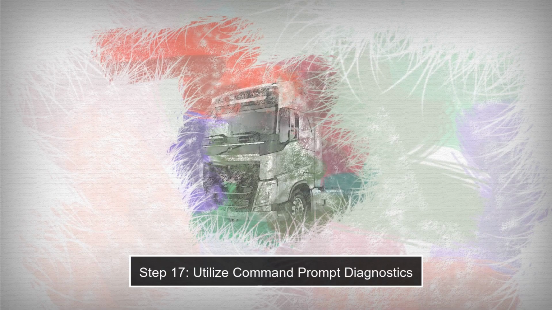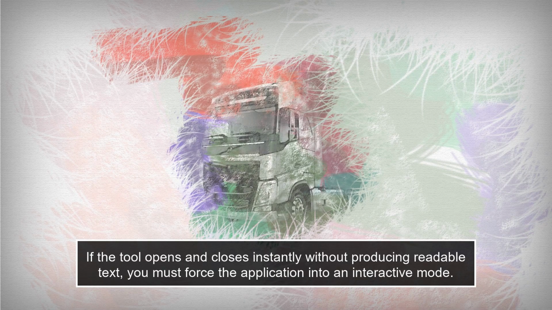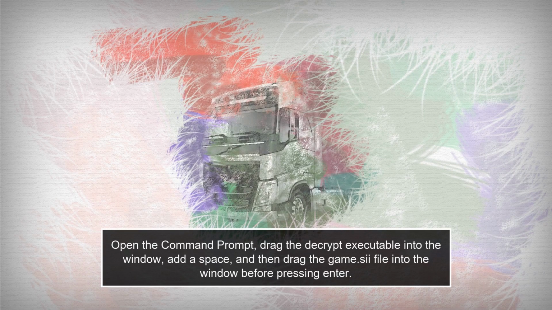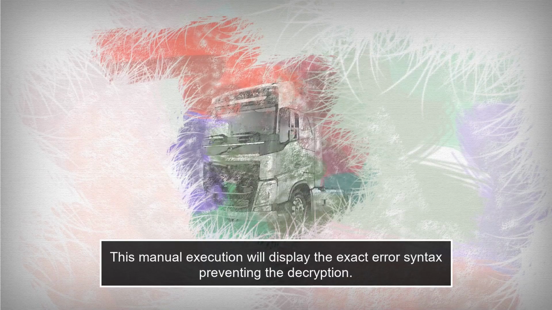Step 17. Utilize command prompt diagnostics. If the tool opens and closes instantly without producing readable text, you must force the application into an interactive mode. Open the command prompt, drag the decrypt executable into the window, add a space, and then drag the Game.sii file into the window before pressing enter. This manual execution will display the exact error syntax, preventing the decryption.